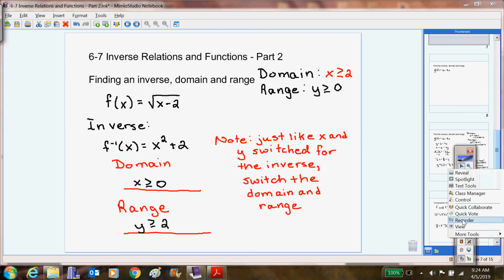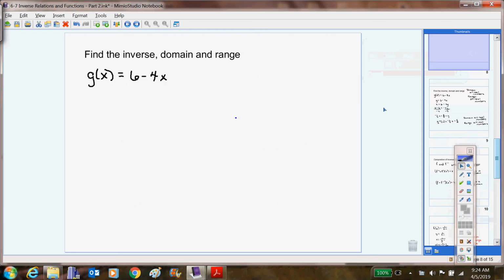I'm just going to pause for a quick minute. So if we want to find the inverse, remember f of x is just a designation. You can use g of x or h of x. Usually f of x and g of x are the most popular of the function notations. But if we want to find the inverse and the domain and the range, think of this as a y equals. What I'd like you to do is actually put y equals 6 minus 4x.